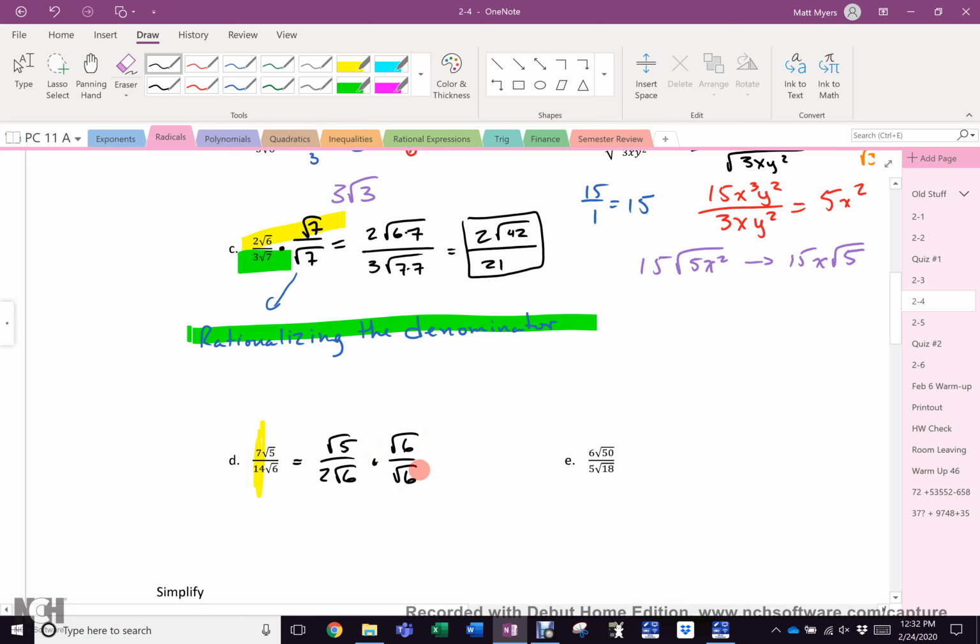Now, do I need to put a 2 here? I don't need to put that 2 there because we're allowed to have a 2 under there, right? I don't need to put that 2 there. So I get the root of what in the numerator? 30 over what?